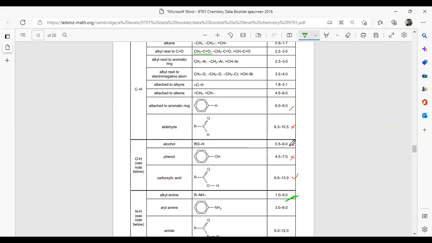And then it could be an alcohol, because it is in between 0.5 and 6.0. Obviously, it's a big range given, but still 2 is in between this range, isn't it? So these are possible candidates. And do we have anything else?